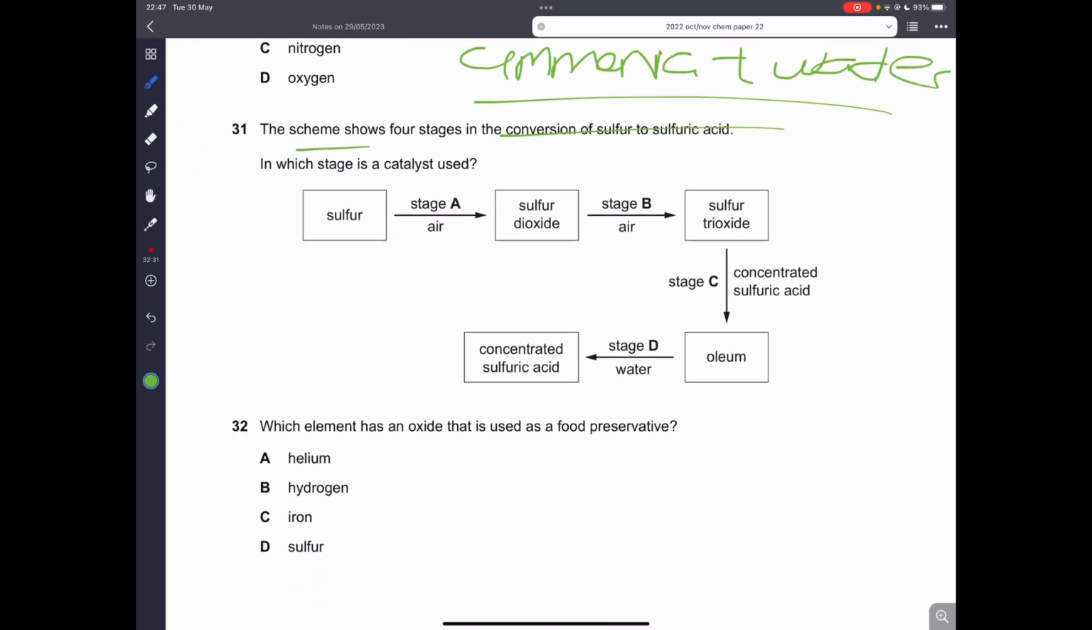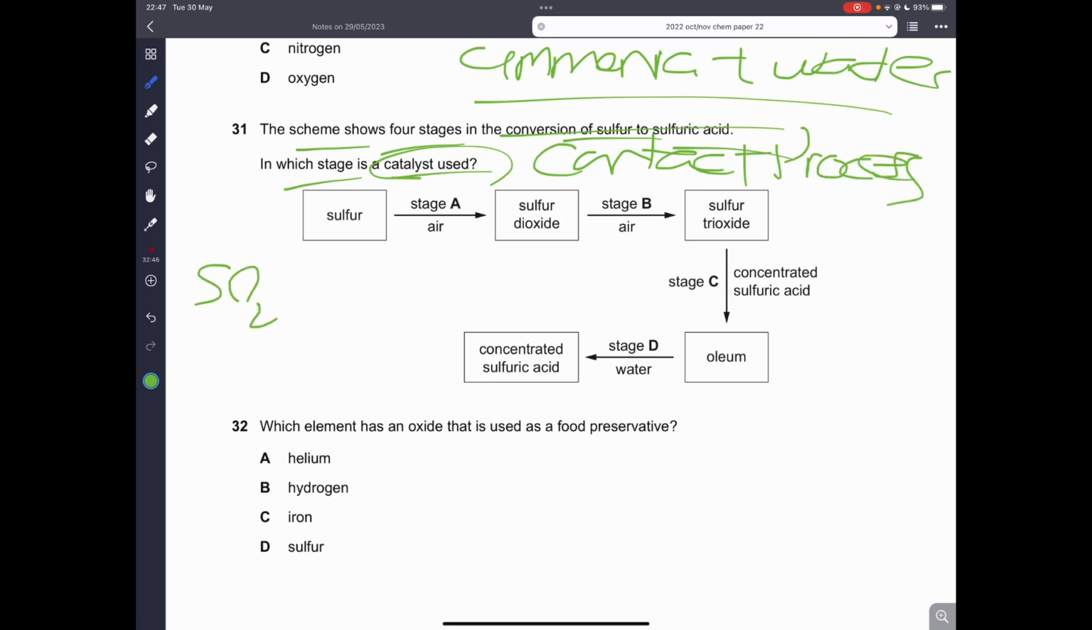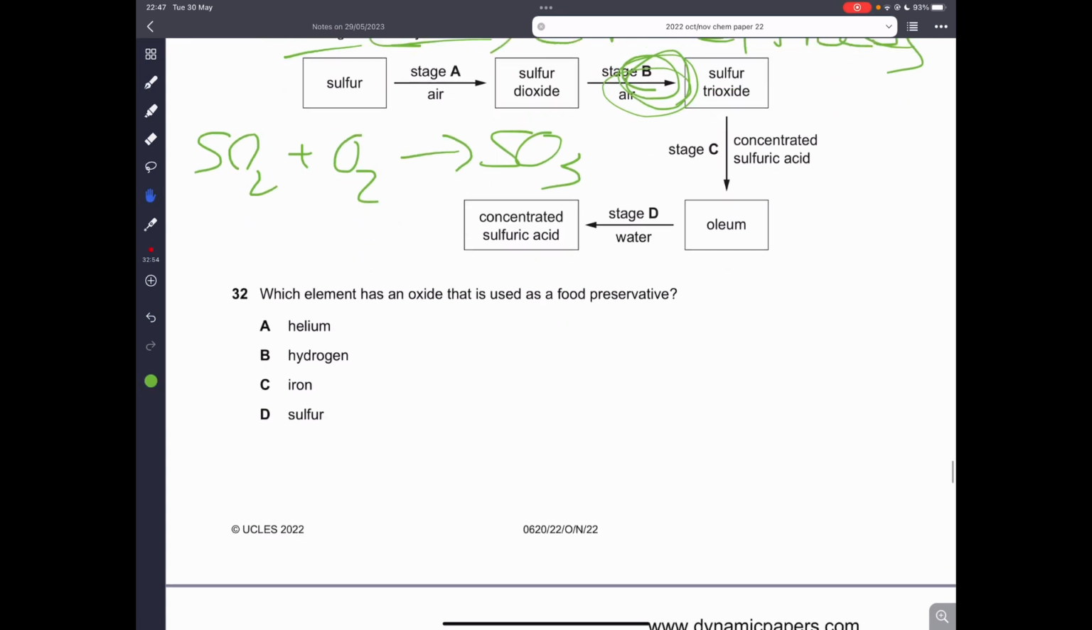31. The scheme shows 4 stages in the conversion of sulfur to sulfuric acid. In which stage is a catalyst used? Well, this is known as the contact process, and a catalyst is used only in the conversion of SO2 plus oxygen to SO3. So in stage B, you're going to use it.